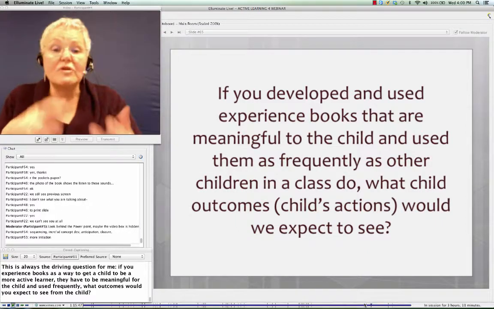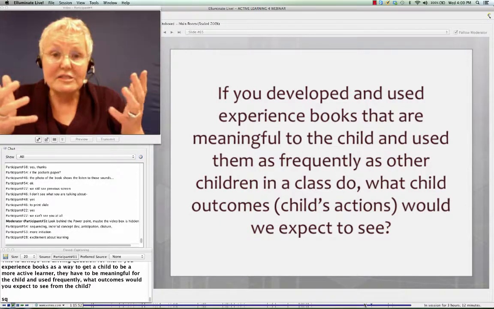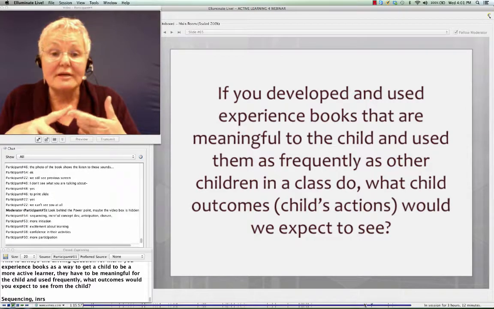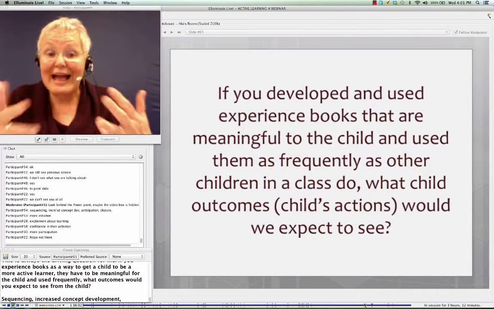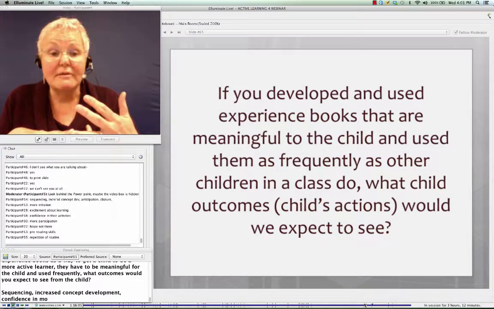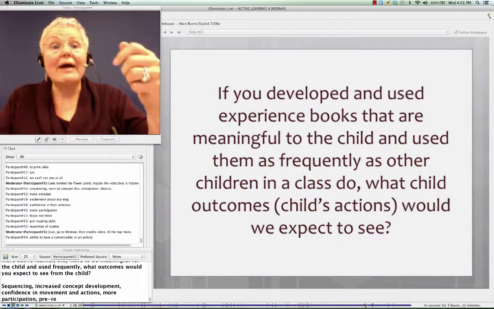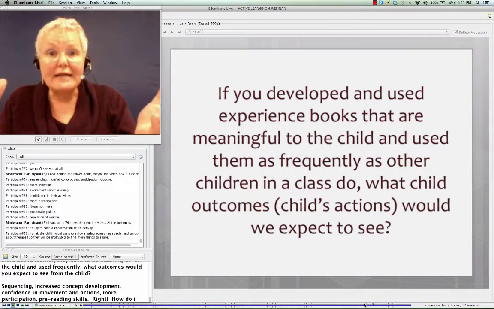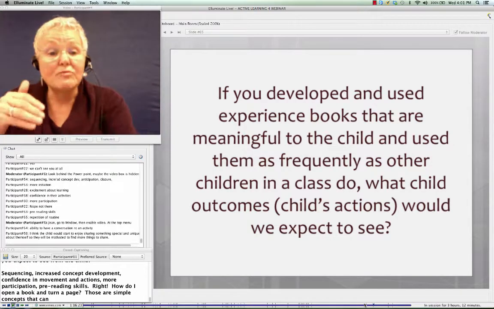Sequencing would be increased, concept development, anticipation, closure. So when something's over with, my being able to pull it together, more initiation, excitement about learning, confidence in their activities and their movements and their actions, more participation. Pre-reading skills, right. How do I open a book? How do I turn the page? Those are simple concepts, and then they become skills as the child learns to do it, so that they will be more motivated to find more things to share.